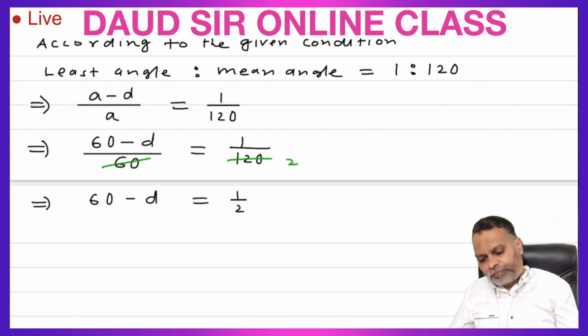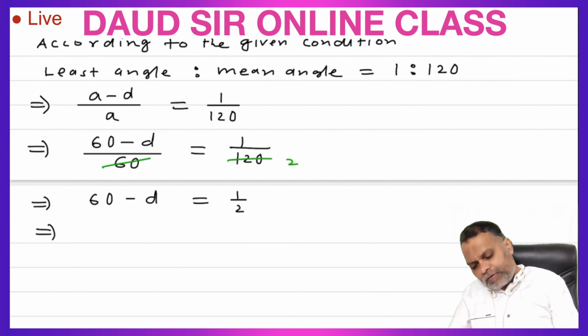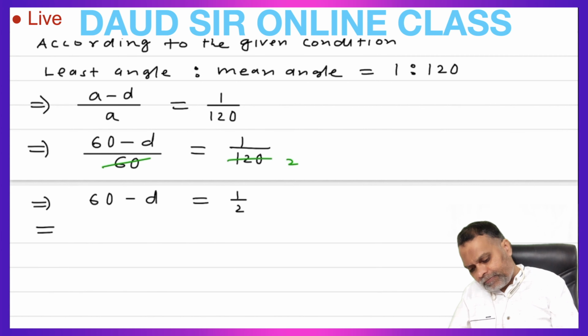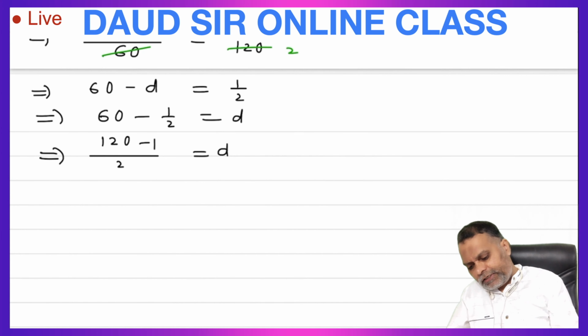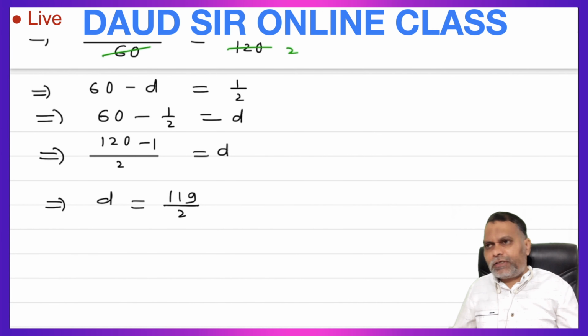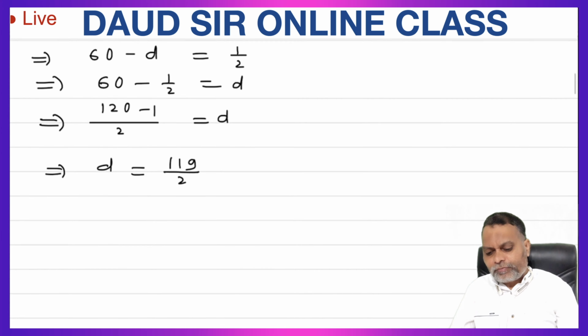So minus D is equal to, simplify this, 60 minus 1 upon 2 is equal to D. Take LCM, 2 LCM, 60 into 2 is 120 minus 1 is equal to D. So we can take D is equal to 119 upon 2. This is D. Now we calculated both the values A and D. Now we can put them in the angles.